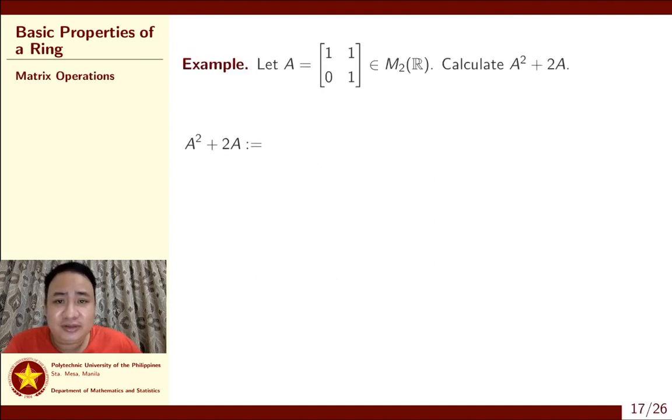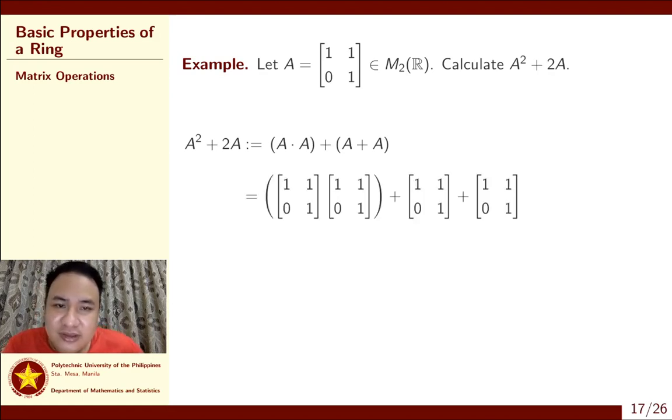As a concrete example, let's consider the ring R of 2 by 2 real matrices. Let's consider the matrix A whose entries are 1, 1, 0, 1 as shown. So, let's calculate the expression A squared plus 2A. Again, the meaning of A squared plus 2A is really A times A plus A plus A. Okay? So, when we write that in matrix form, it looks like this.